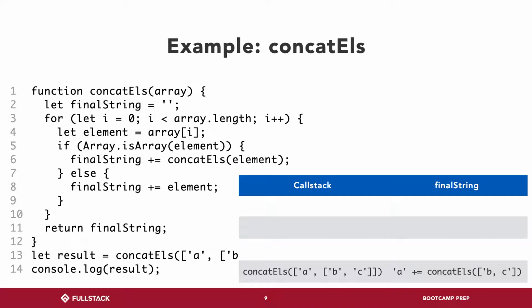So we enter this if block and we say final string plus equals the return value of concat_else of that element, which is this function. So we're still in the same first function. It's running. But now it's going to plus equals another function call with a different value. And that value will be an array. So that gets thrown onto the call stack. Does everyone get that?